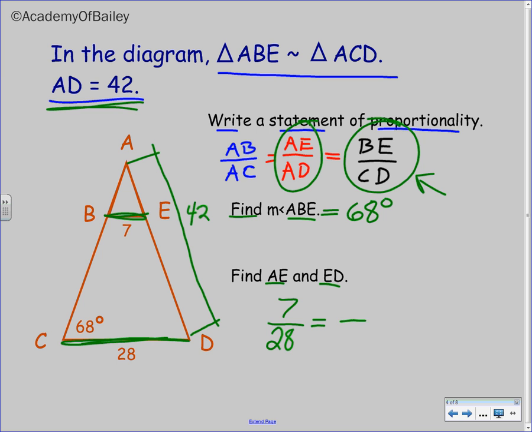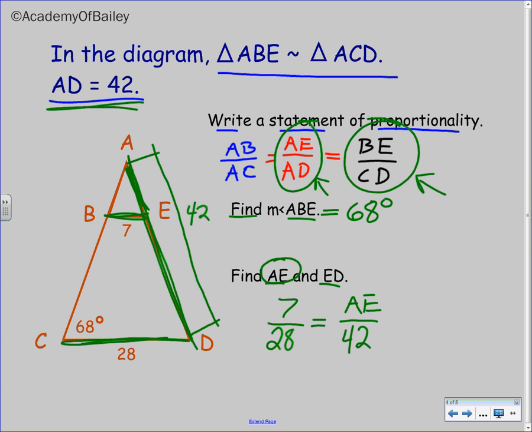And so now we know that AE is what we're trying to find. And what is corresponding to AE? AE is the right side of the small triangle, and the right side of the large triangle is AD. So we're using this fraction in the statement of proportionality. AD would be 42.